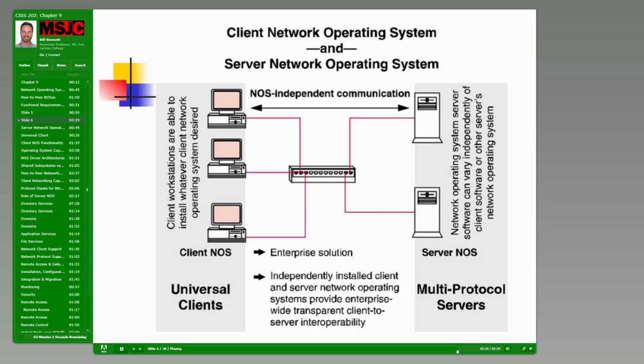And so that's why a lot of the benefits of TCP/IP are that it provides us with a lot of these application layer APIs that make it possible for a multitude of clients to be able to communicate with any type of server network operating system.